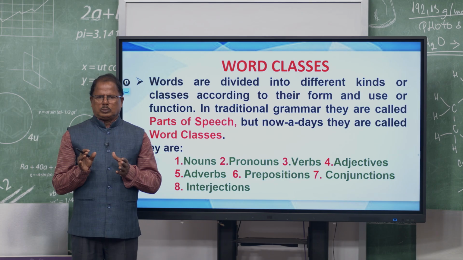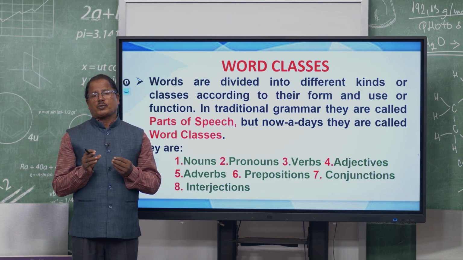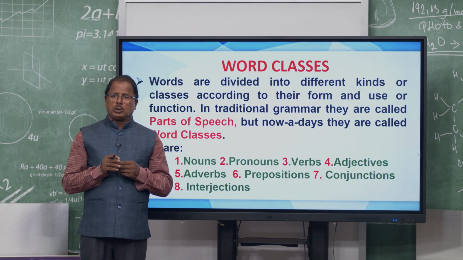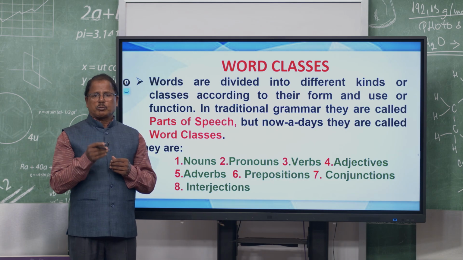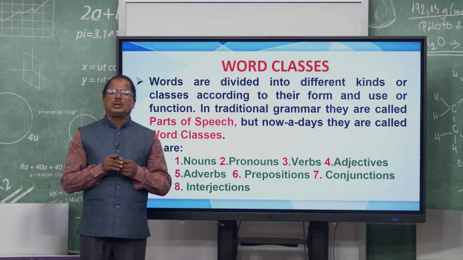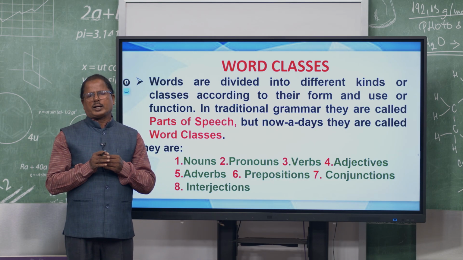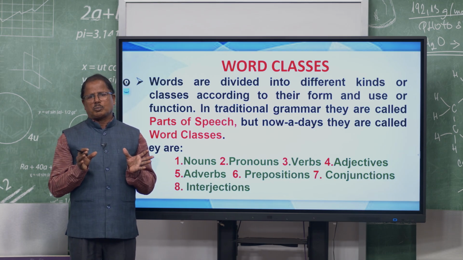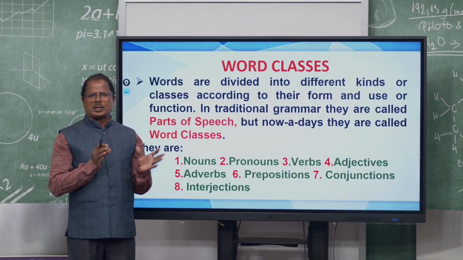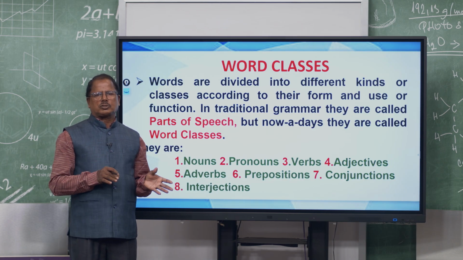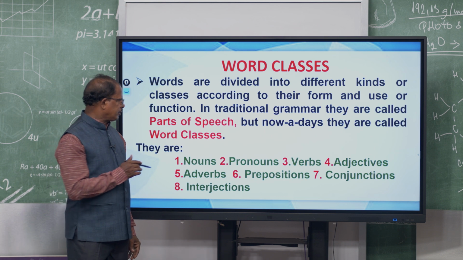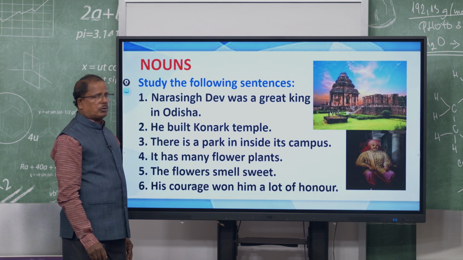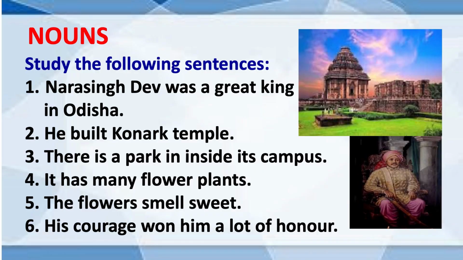We also, in the last session, read a very good paragraph about Gopabandhu, and from that paragraph we came to know that there are different kinds of words. Some words are nouns, some are verbs, some are adjectives, some are prepositions, some are conjunctions, some are interjections, like this, right. So, today our focus will be on nouns. What is a noun and how can we identify the noun and how can we use these nouns.